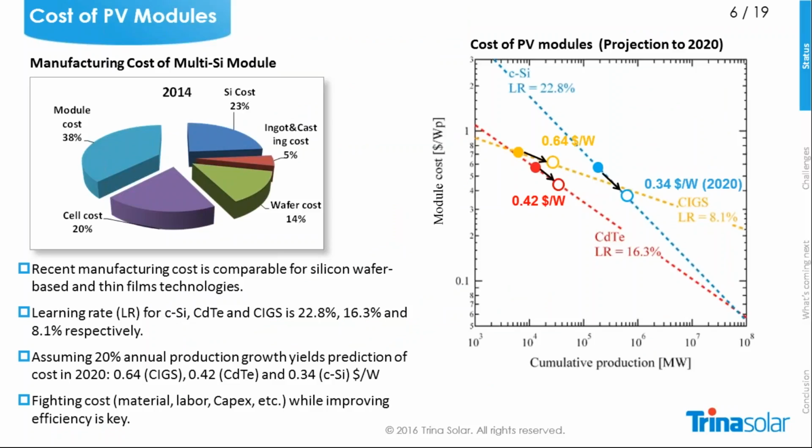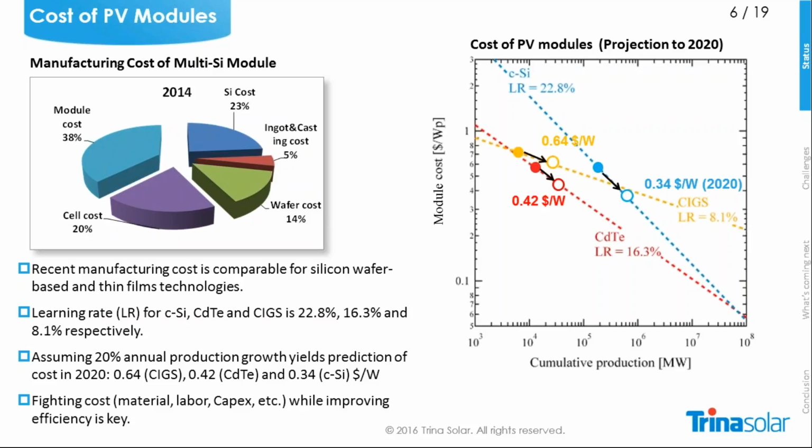For sure, if you have, for example, IBC cells, then you're higher, but for mass production like polycrystalline and standard monocrystalline, it's around these values. If you now take a look at the cost of the module, on the left-hand side you see the cost breakdown of a typical multicrystalline module in 2014.